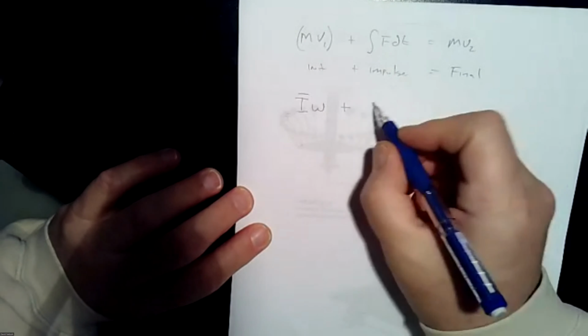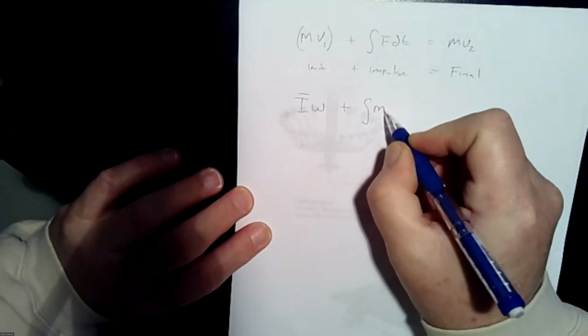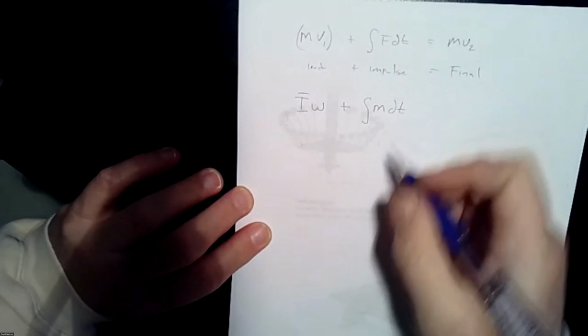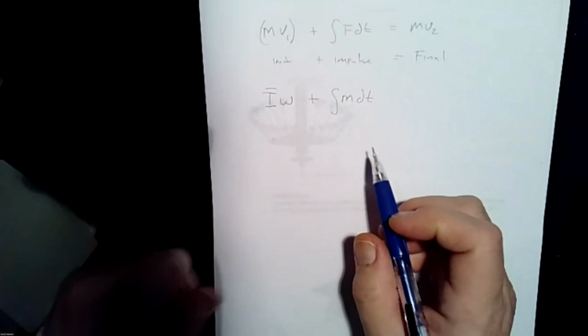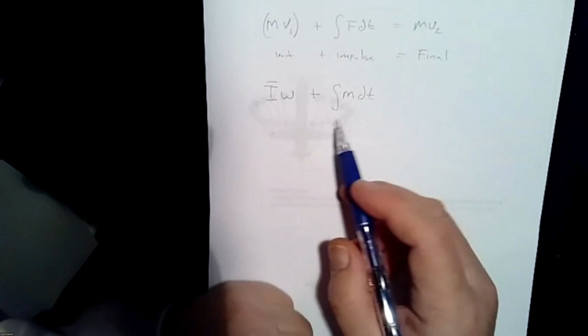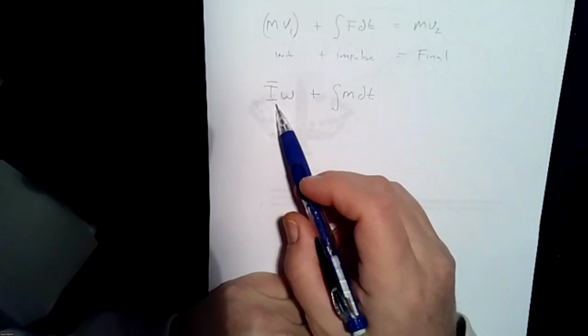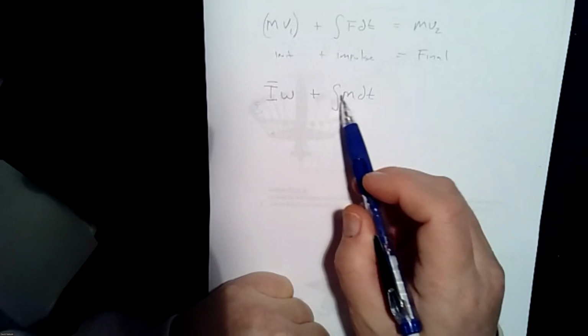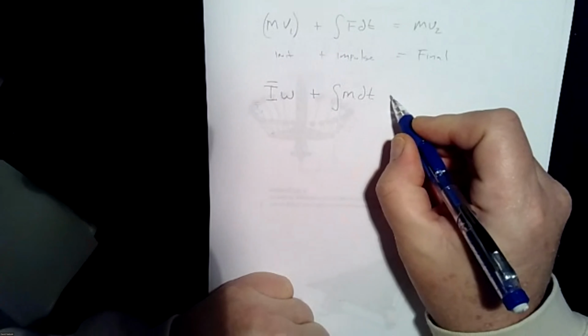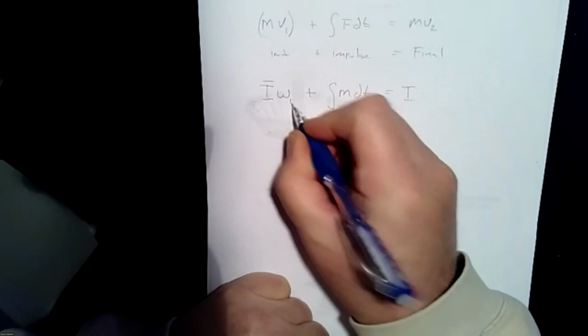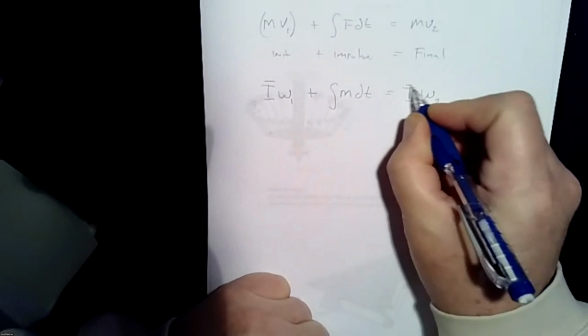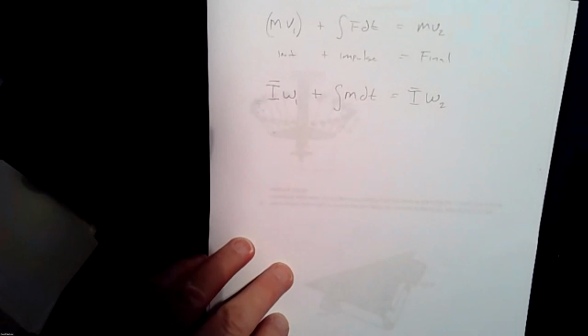Well, it's going to be then the integral of the moment dt. Okay. So that's mentioned in that chapter, but I don't think it's called out as well as it should be. So just like this has this, then here you're just going to add your moment, a sad looking integral, and that's going to equal your final I omega 2, since I doesn't change. So I wanted to point that out because that's going to be important in some of the problem solving we do.